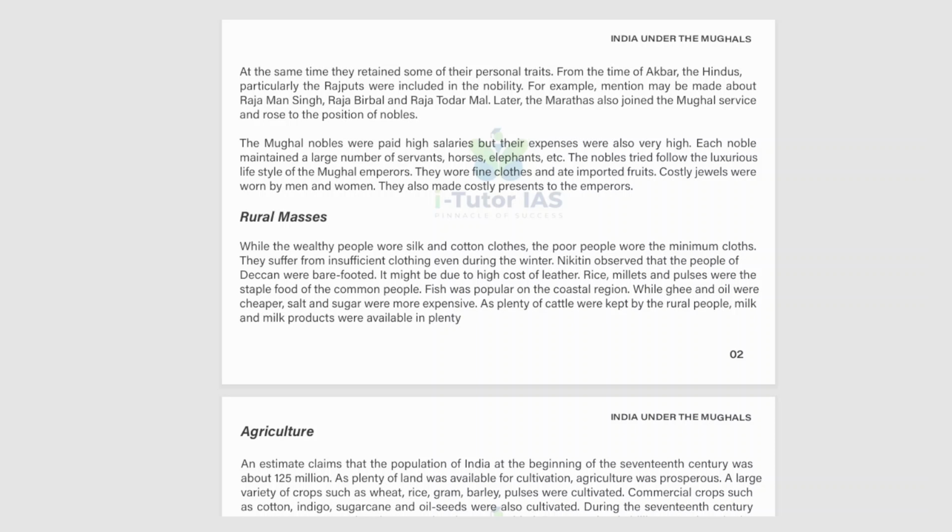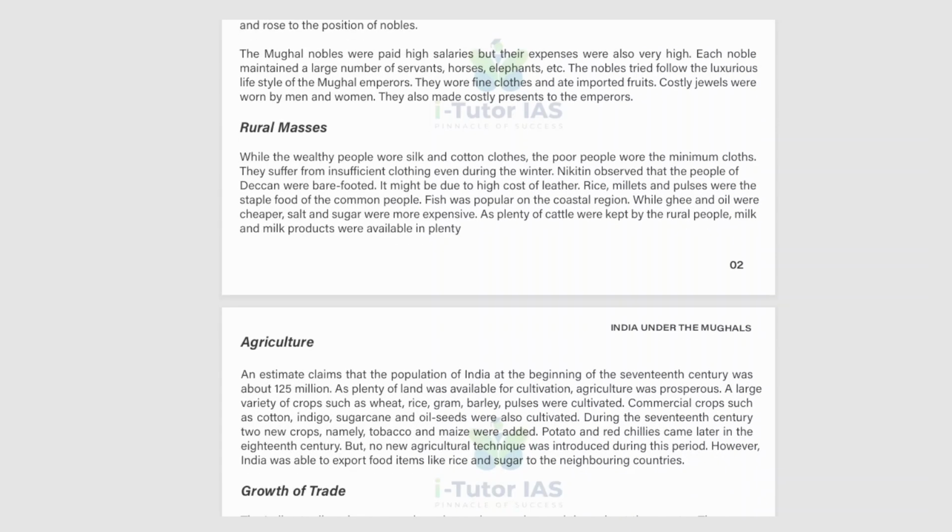The Mughal nobles were paid high salaries, but their expenses were also very high. Each noble maintained a large number of servants, horses, elephants, etc. The nobles tried to follow the luxurious lifestyle of the Mughal emperors. They wore fine cloth and ate imported fruits. Costly jewels were worn by men and women. They also made costly presents to the emperors. That's about the nobles.